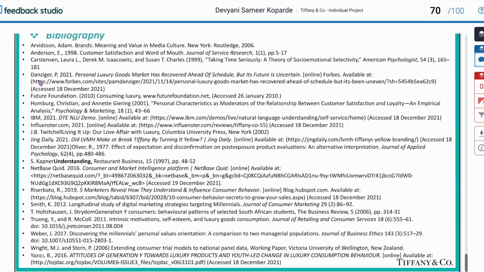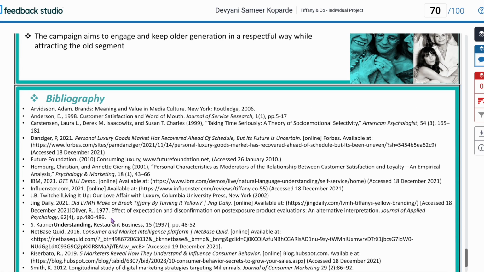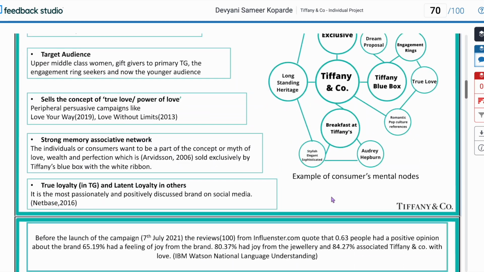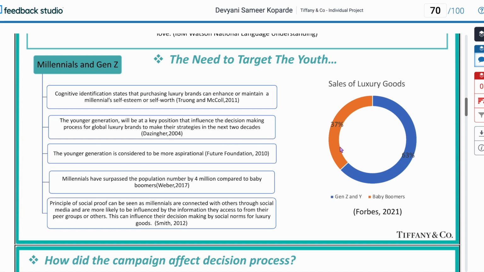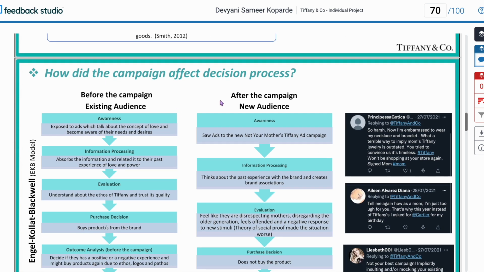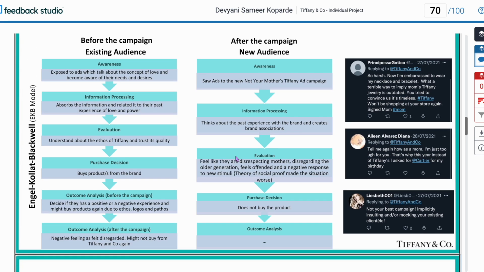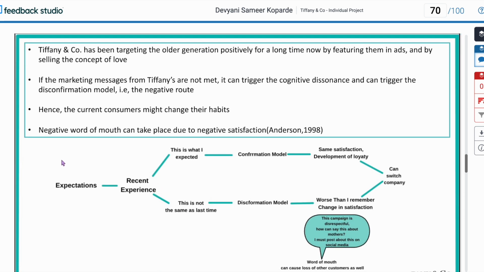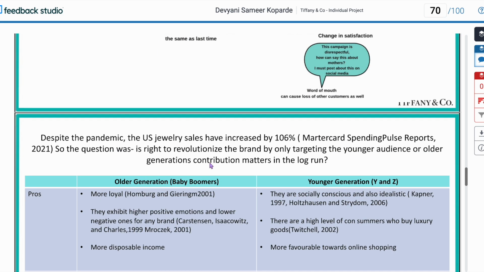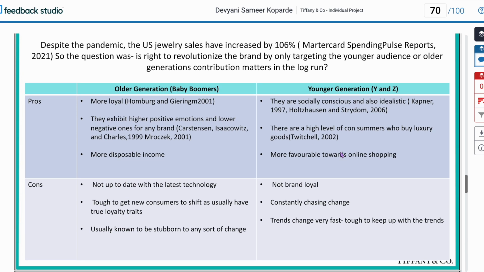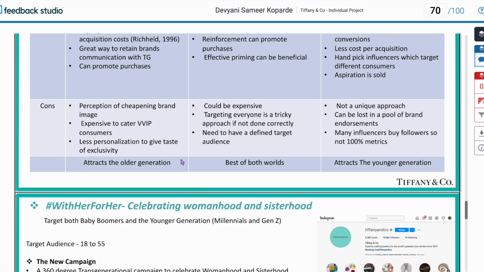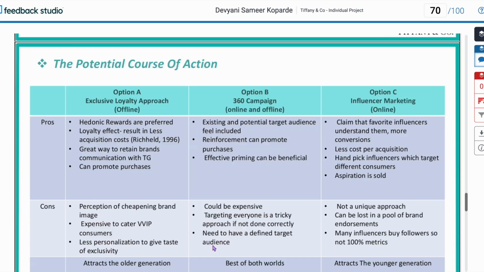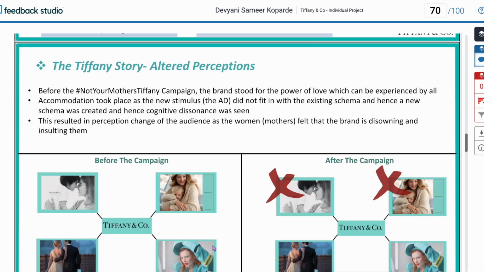Here, as you can see, everything has been arranged alphabetically. So this was my overall presentation, to take you through everything. First, the background of Tiffany, then why the need to target the youth, then how the campaign affected the older audience's decision process, then why that really happened, focusing on the why mostly. Then the difference between older and younger, and what would be the best option. There are three outcomes, and the best one is the middle one, and then the campaign itself. And in 10 slides everything was communicated.